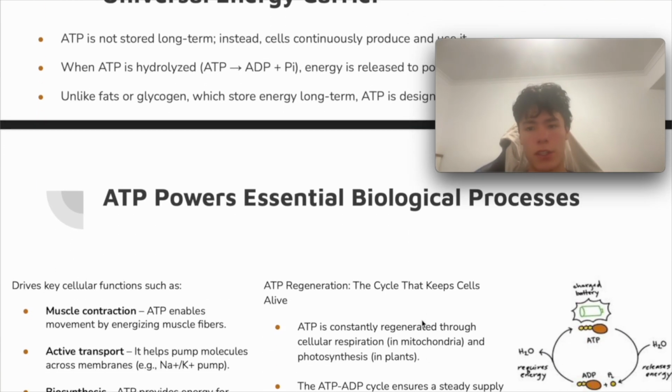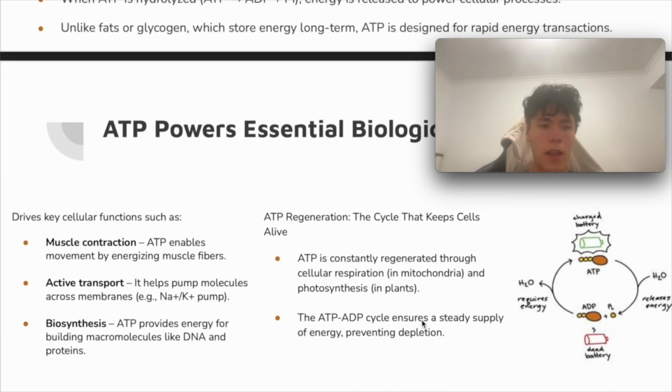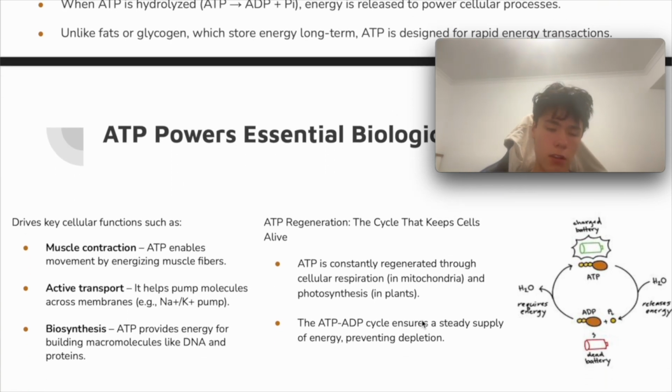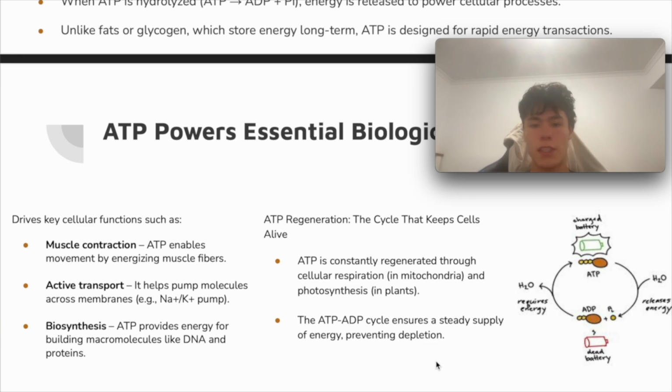So ATP powers essential biological processes. ATP drives key cellular functions such as muscle contraction, active transportation, and biosynthesis. The regeneration cycle: it's constantly regenerated through cellular respiration in mitochondria and photosynthesis for plants. The ATP-ADP cycle ensures a steady supply of energy, preventing depletion.